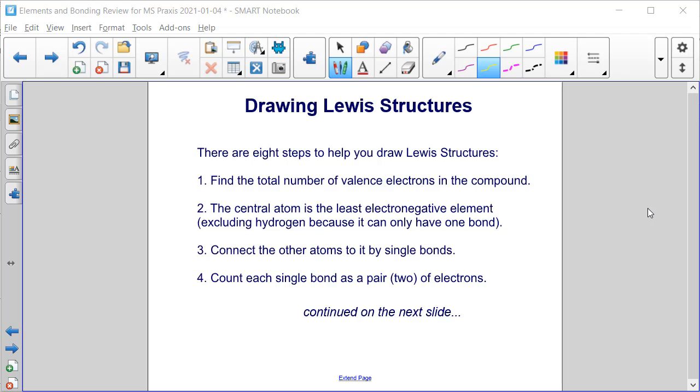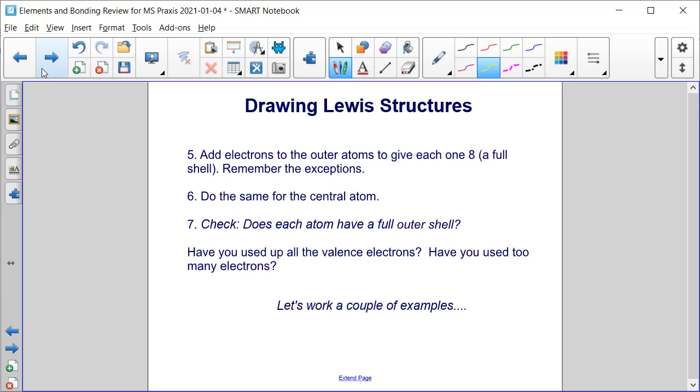Connect all other atoms in the compound to the central atom by single bonds, counting each bond as a pair or 2 electrons. Add the electrons to the outer atoms to give each one 8, a full shell, remembering that there are some exceptions. Do the same for the central atom. Make sure that it has a full octet. Check, does each atom have a full outer shell? And then finally, have you used up all the valence electrons, or have you used too many? Let's work out a couple of examples now.